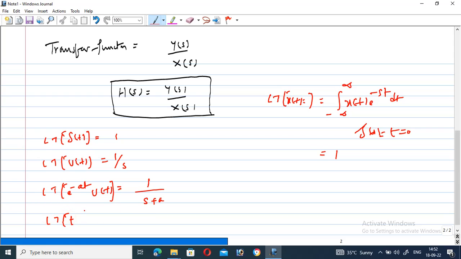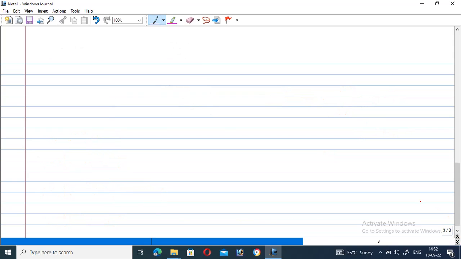As well as the Laplace transform of t is equal to 1 by s square. It is a ramp function, sorry, it's a ramp function only, not a step. As well as the Laplace transform of t power n is equal to n factorial by s power n plus 1. As well as the Laplace transform of t into e power minus at, generally e power minus at is equal to 1 by s plus a, right? Then t gives a square.